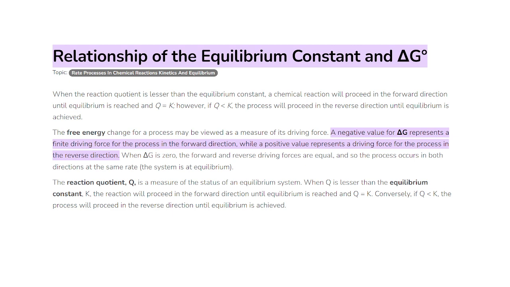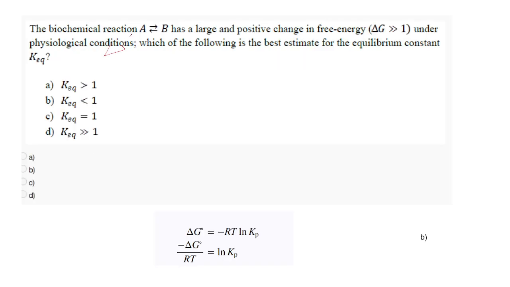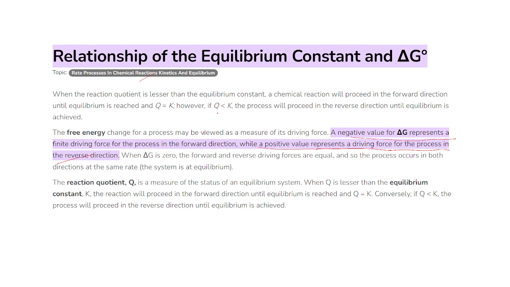Equilibrium will be achieved. Free energy change for a process may be viewed as a measure of driving force. A negative value of delta G represents a finite driving force for the process in the forward direction, while a positive value represents a driving force for the process in the reverse direction. So here delta G is positive, that means the positive value. So the process will be in the reverse direction.